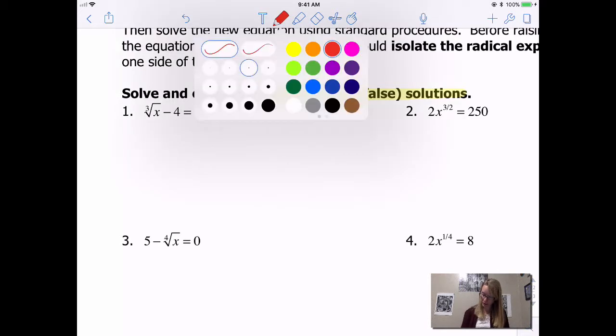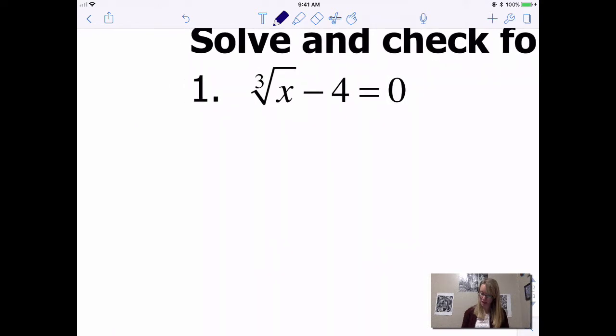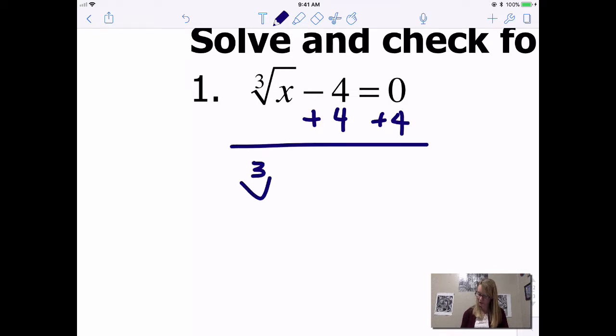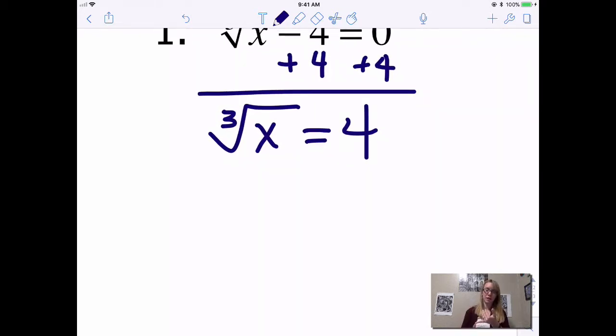So to start, we have the third root of x minus 4 equals 0. PEMDAS backwards, I'm going to add 4 to both sides. So I get the third root of x is equal to 4. Now, I don't have anything left to multiply or divide. I do technically have grouping symbols under my radical, so I can't do anything to that x yet.